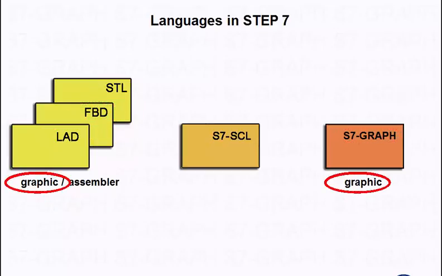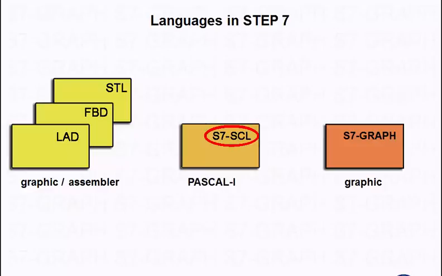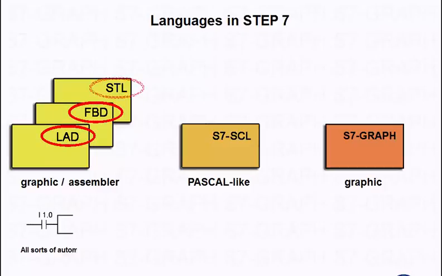While programming with STL is hardware intimate, Ladder, FBD, and S7 Graph enable you to connect graphic elements with each other. S7 SCL is a programming language which, regarding syntax, follows the easier, manageable, high-level language Pascal. This selection of different languages enables you to use the most suitable one for the task, so their respective special features can be used to the best advantage.